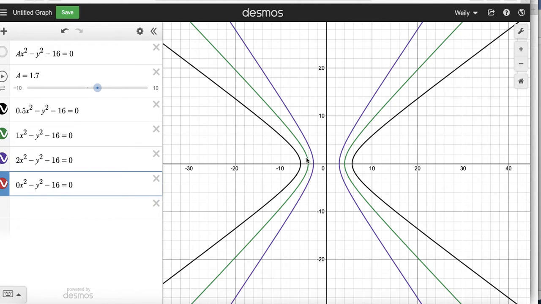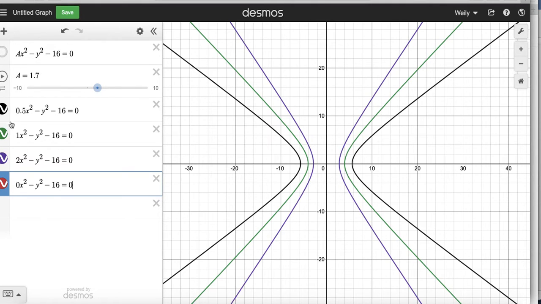and as a becomes 2, it becomes more horizontally compressed towards 0. And when a is equal to 0, we end up with negative y squared minus 16 equals 0. Well, that means that y squared would have to equal negative 16, which is not possible, so that graph doesn't show up. And we can see basically what's happening is it's a horizontal compression. As a gets bigger, we're going to horizontally compress.